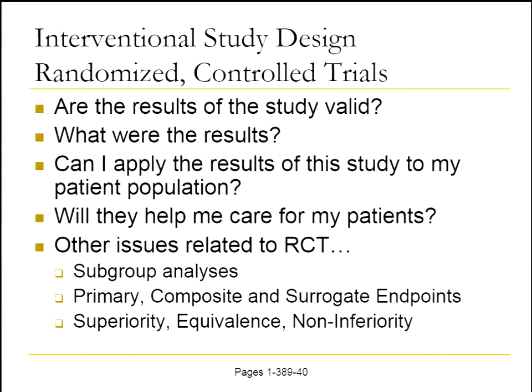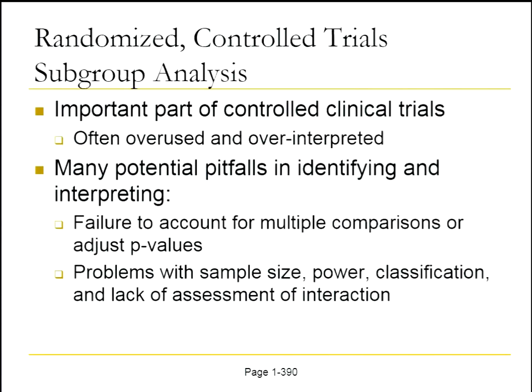And we're going to go through some of these questions relative to subgroup analyses, primary, composite, and surrogate endpoints, and some of the problems that exist in trying to interpret that literature. And then lastly, briefly talk about superiority, equivalence, and non-inferiority trials, which are, at least the latter two of which, are kind of exploding in the literature and often a little bit more difficult to interpret. All right, so let's talk about subgroup analyses first.